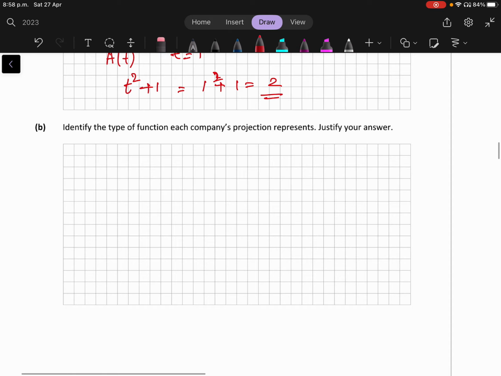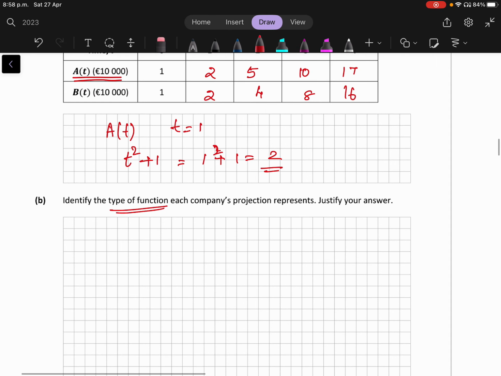Okay, so for A of t, how will you identify the type of function? Whenever you have a series, you find the first difference and the second difference. If the second difference is the same, it is a quadratic. And if the first difference is the same, it is linear. So you do it for A of t, you find the first difference and you will get that the second difference is the same, and because of that, it is a quadratic function.